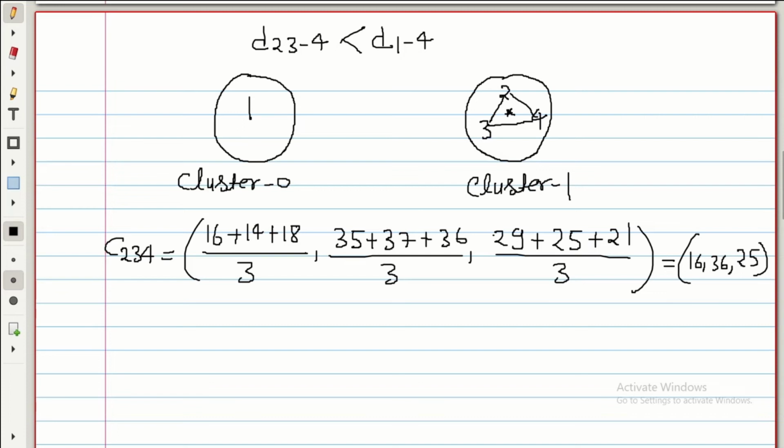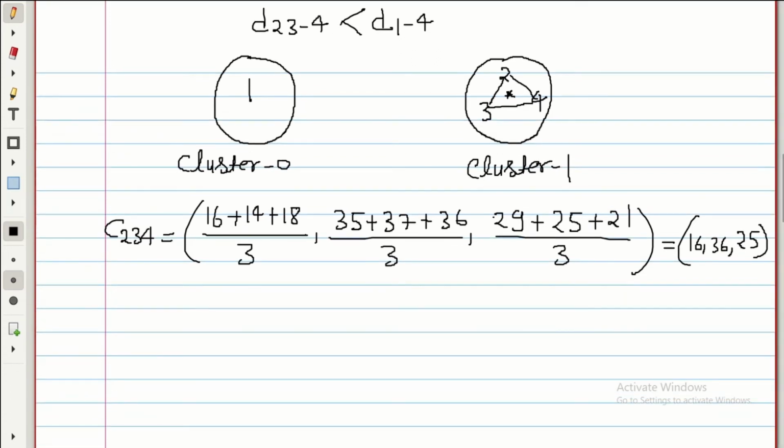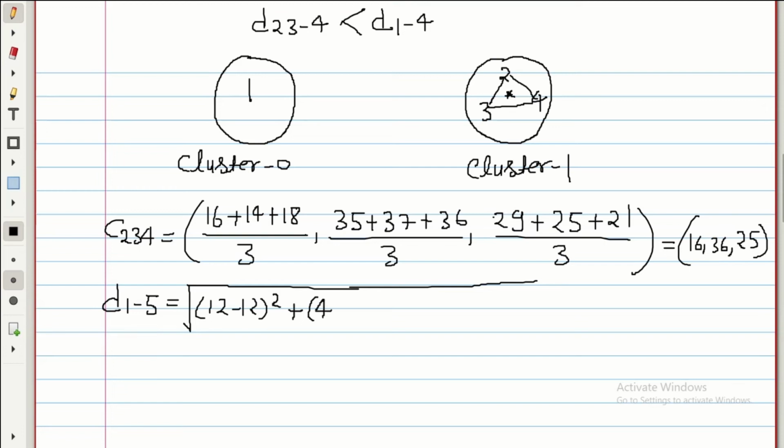Now let us see about instance number 5. To see where instance number 5 belongs, calculate D1 to 5, which would be equal to square root of (12 minus 12) whole square plus (40 minus 40) whole square plus (30 minus 31) whole square, and that would be equal to 0 square plus 0 square plus 1 square. That is under root 1, and it would be equal to 1.